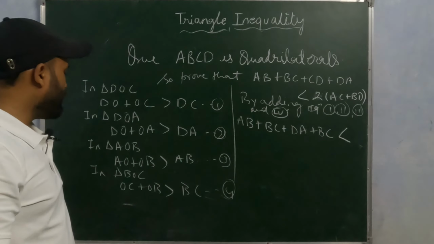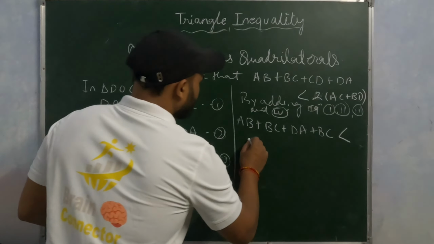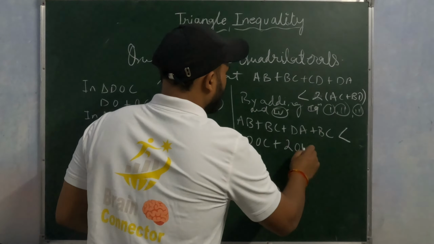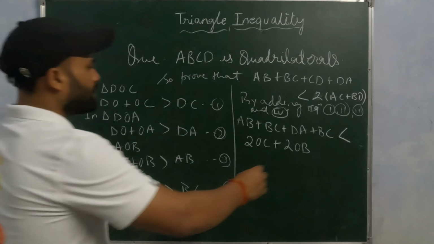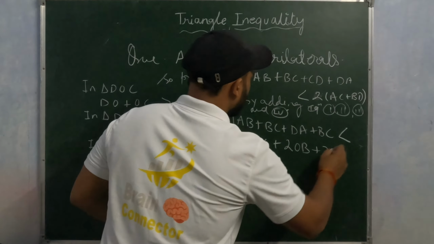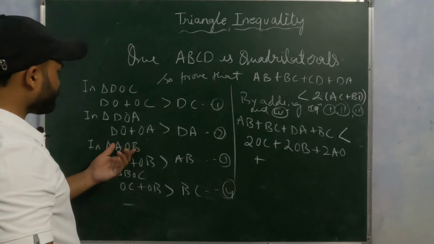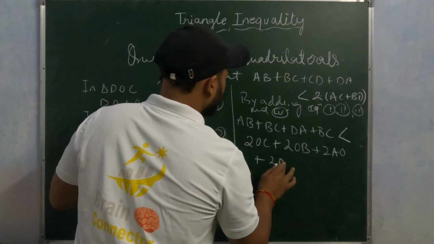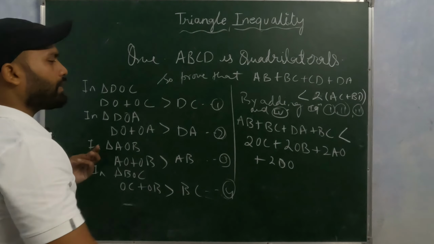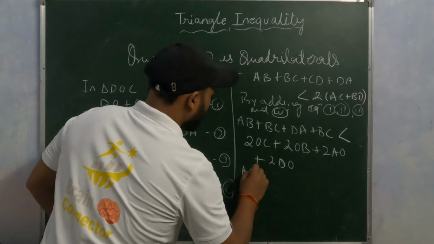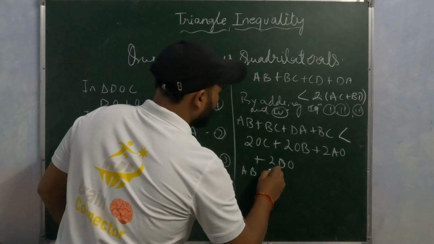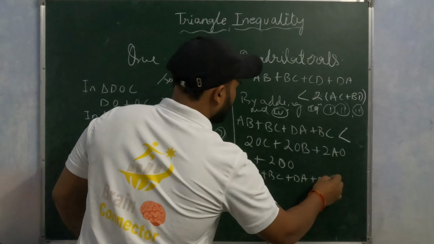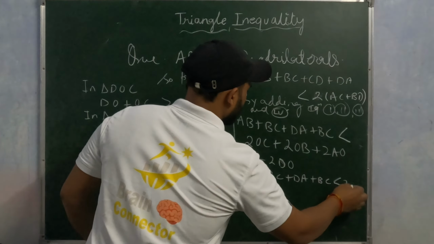All the quantities here are 2 times. So you will write 2OC plus 2OB plus 2AO plus 2DO. Okay, and you will just take the common factor of all of them. AB plus BC plus DA plus DC will be less than 2 times the sum.